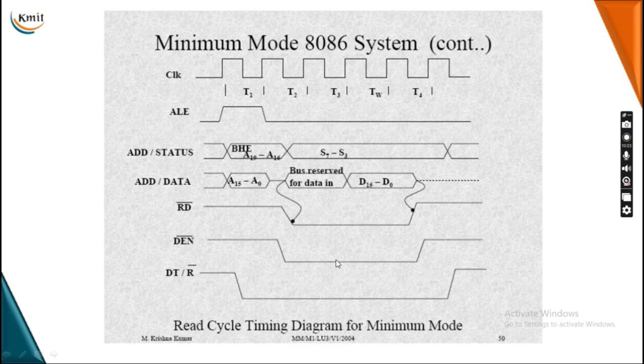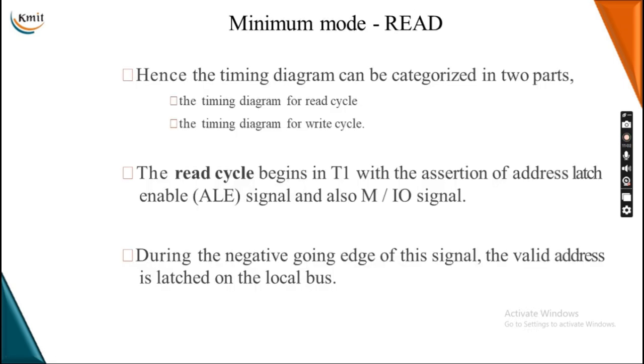Similarly, data enable bar is low and data transmit or receive bar is also low, because we are going for a read cycle. This is the read cycle for read bar, data enable, data transmit or receive. If DT/R bar is low, it will receive the data. It is not transmitting, it is only reading the data you are getting from the processor. This is the timing diagram of your minimum mode 8086 system only for the read cycle. They are clearly given here.